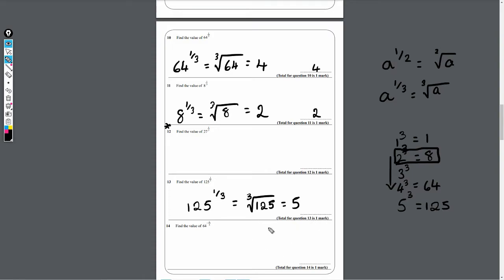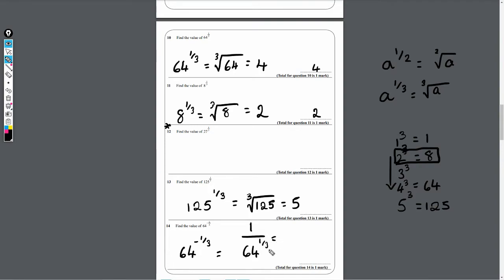And then again, here, question 14, the exact same rules apply. So 64 to the power of minus a third. We've got to apply what we did in the very first set of questions, so deal with the minus power. So that's the same as doing the reciprocal, so 1 over 64. Remember, what do we do with the power? We make it positive, so that's the same as 1 over 3.